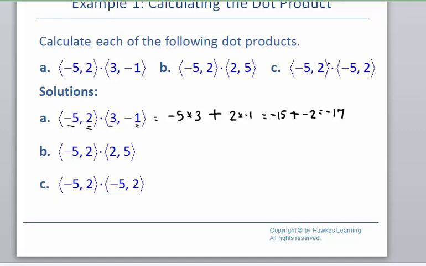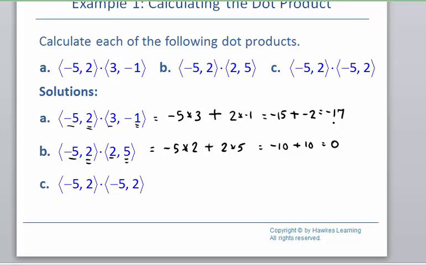Okay, let's look at example B. We have a vector represented by -5, 2, and a second vector represented by 2, 5. And we want to find the dot product. So we're going to multiply our first two components, so -5 times +2. We're going to multiply our second components, which would be 2 times 5. And we're going to add in between. And so -5 times 2 is -10. 2 times 5 is +10. Adding together, we have a dot product of 0.